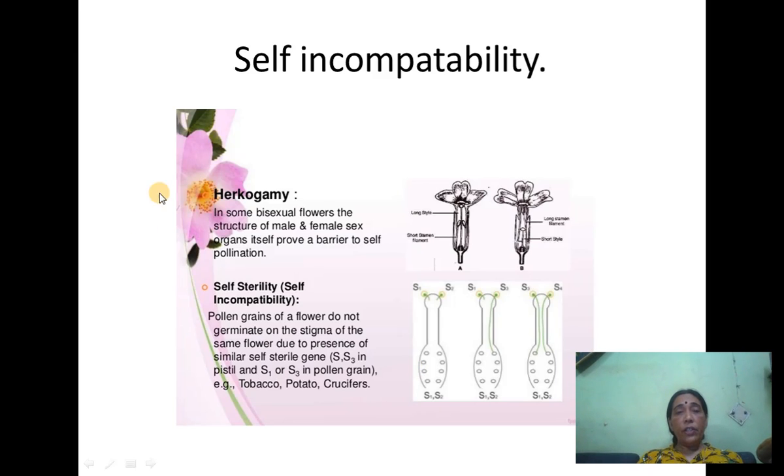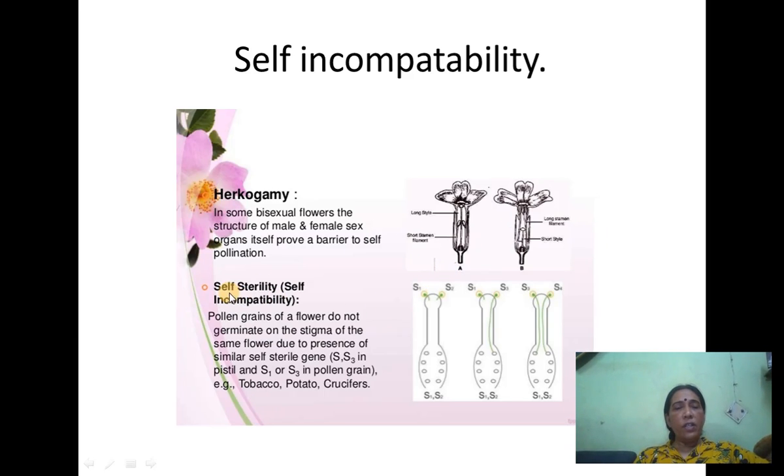Then the next condition is self-incompatibility. It includes hercogamy and self-sterility. Here, hercogamy means that in some bisexual flowers, the structure of the male and female sex organs itself proves a barrier to self-pollination. That means either the male organs are inside and the female organs are on the upper part of the flower, or just the reverse, or the difference lies in their length, so that they can be a barrier for self-pollination.